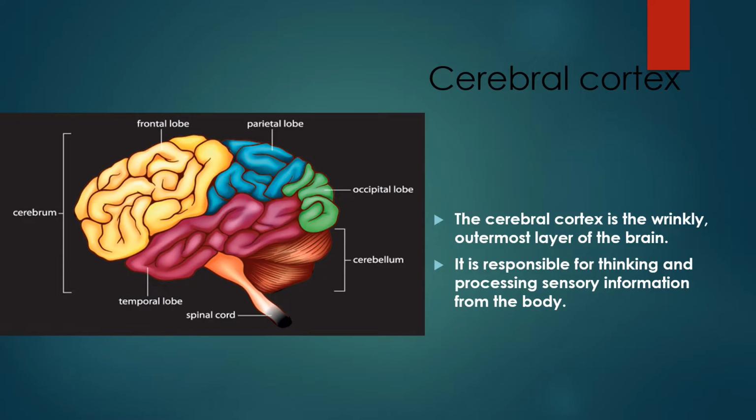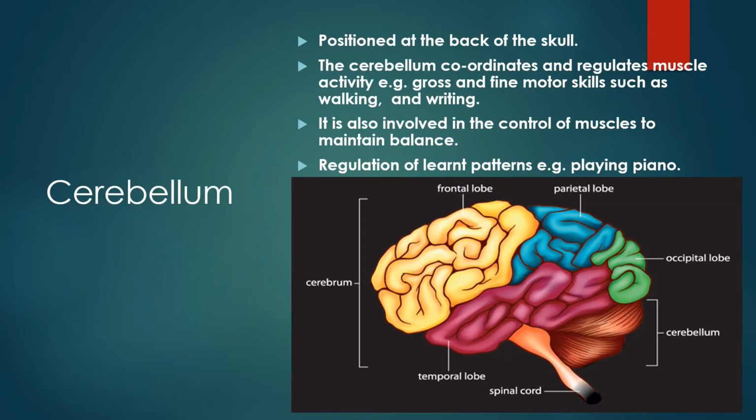To refresh your memory, the cerebral cortex is the wrinkly outermost layer of the brain, responsible for thinking and processing sensory information. The cerebellum is at the back of the skull. It coordinates and regulates muscle activity, so gross and fine motor skills, and it's also involved in the control of muscles to maintain balance. So if you damage this, it can affect your actual balance.